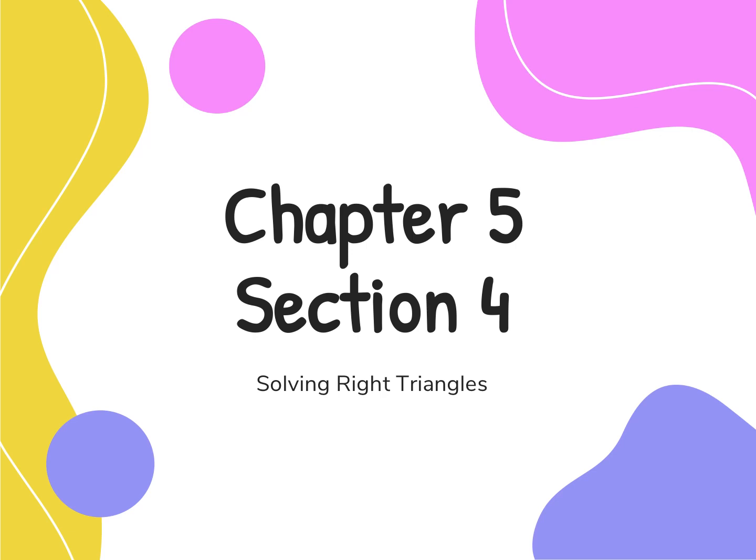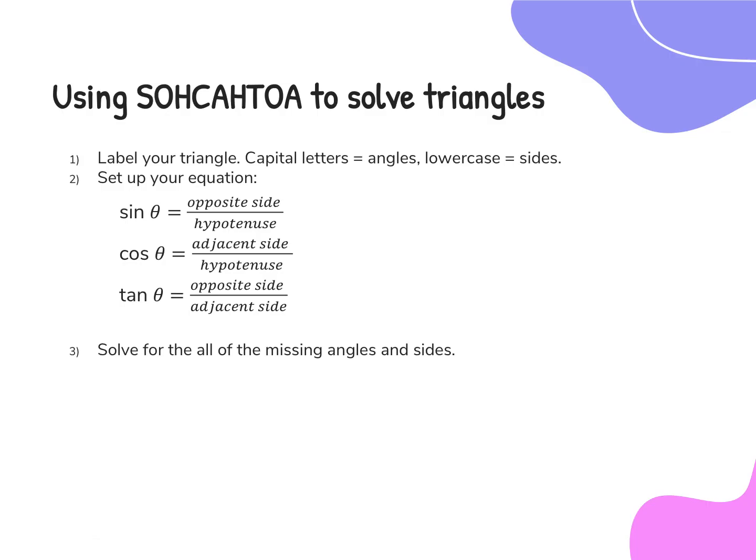Today we are going to spend day 1 on chapter 5, section 4, and we're going to be solving right triangles. So we're going to label our triangle. You're going to label the angles with capital letters. You're going to label the sides with lowercase letters, and then you're going to be using SOHCAHTOA. When we solve for a right triangle, when you're done, you're going to have the measure of all 3 angles and all 3 sides.